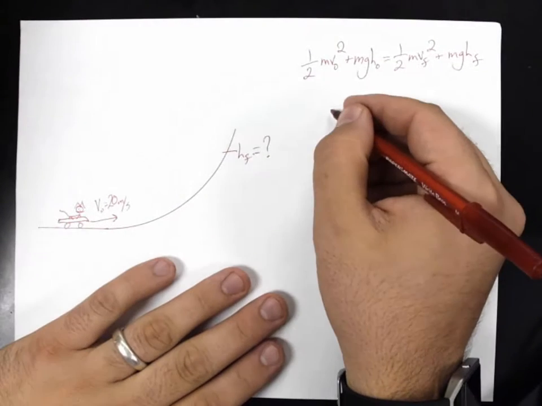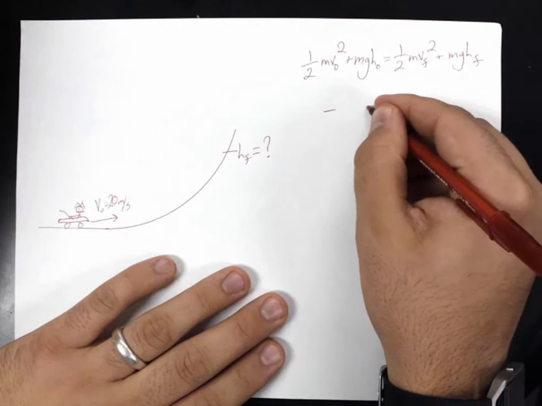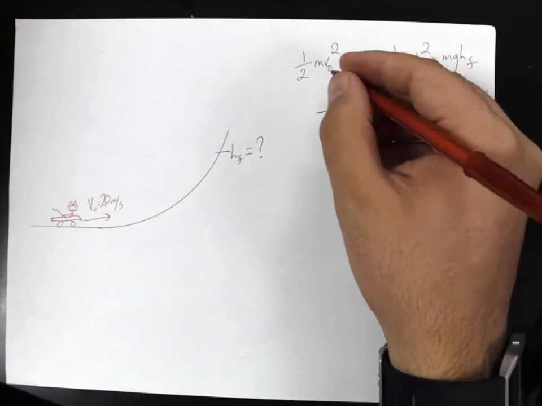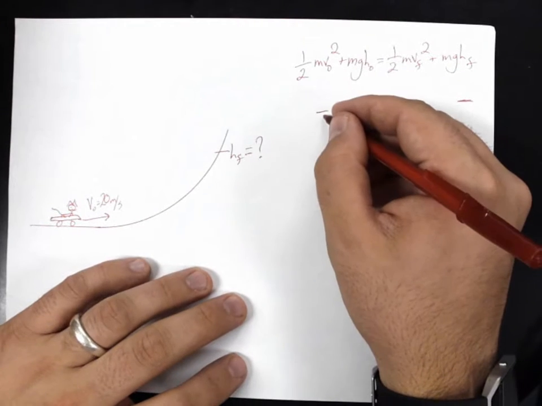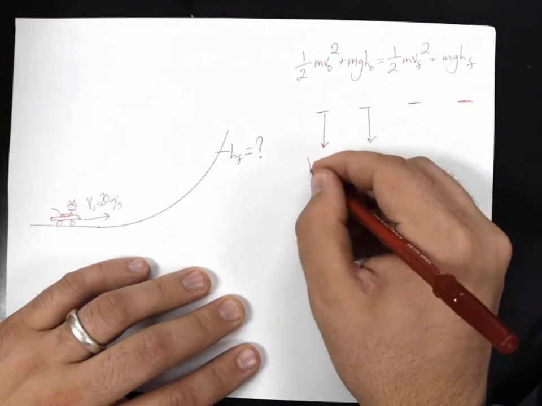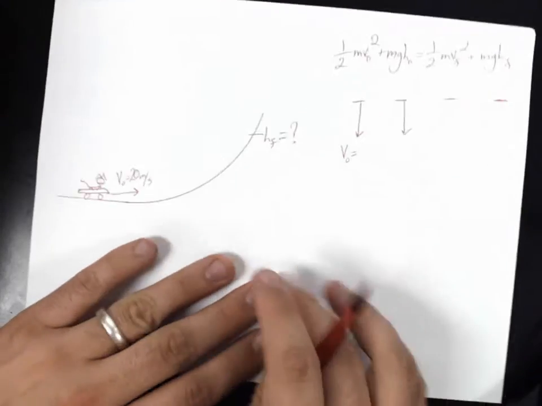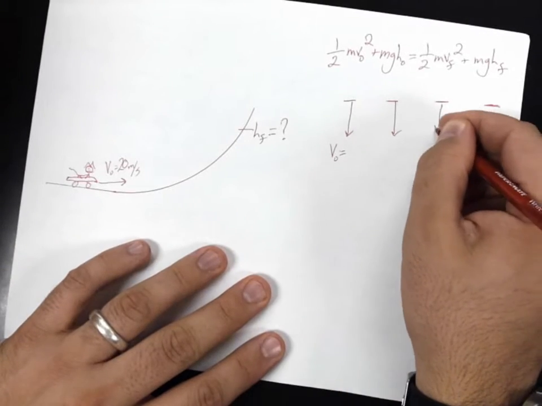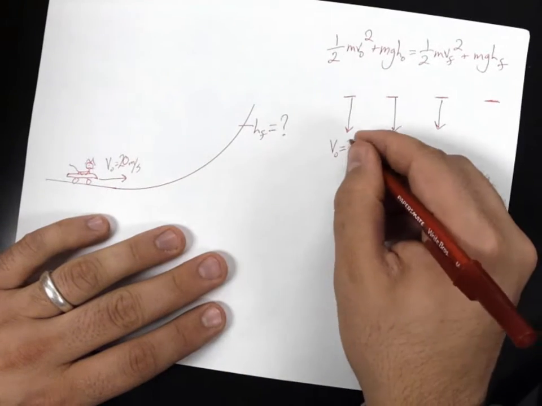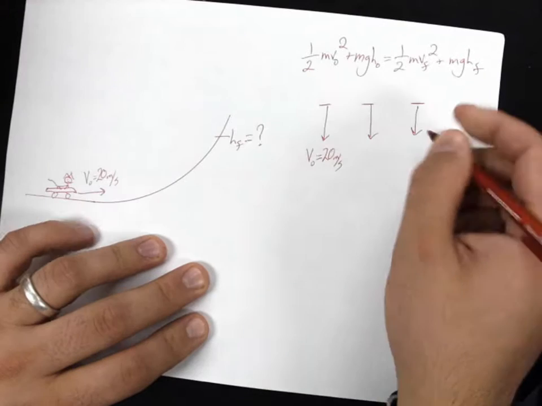We have 4 pieces that matter: V initial, height initial, V final, height final. Okay, we need these pieces. So what are these pieces for this scenario? Okay, so let's go ahead and write them. V initial is equal to what over here? If you take a look at what we have, V initial, I've written down, it's 20 meters per second.